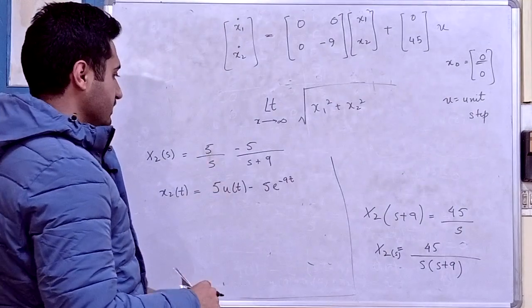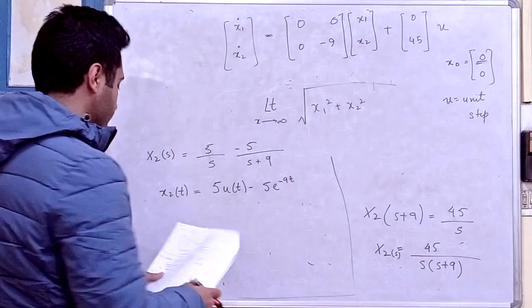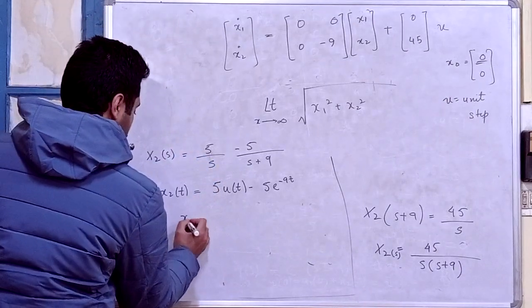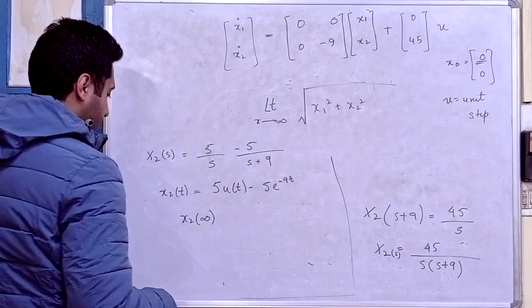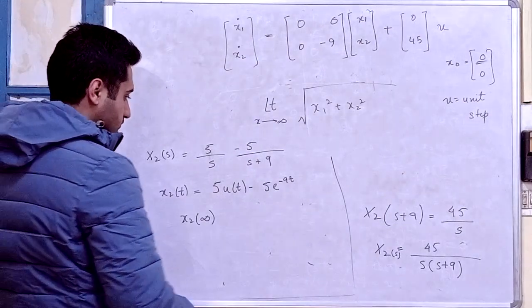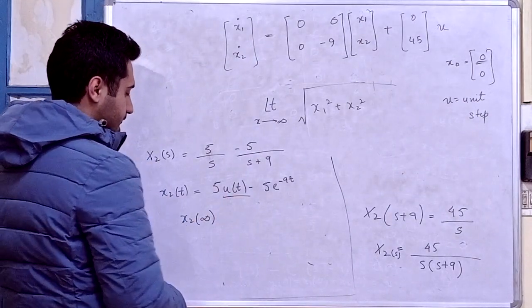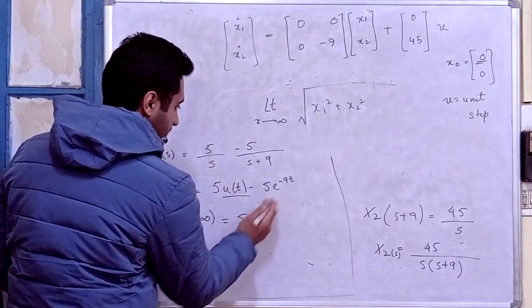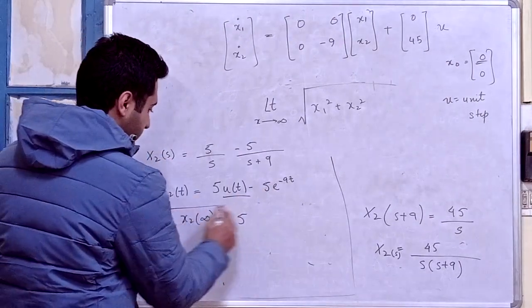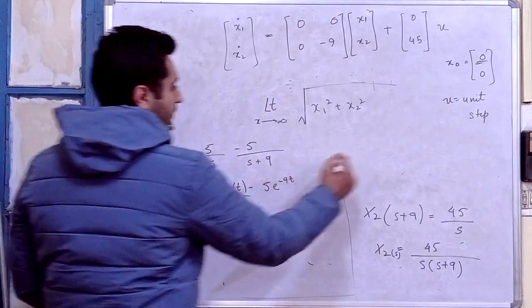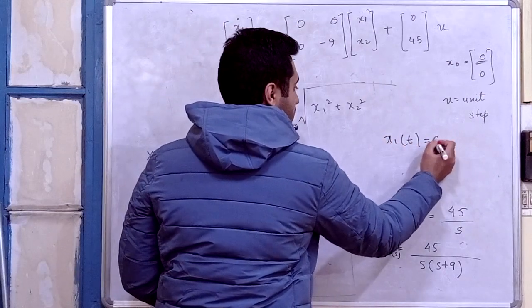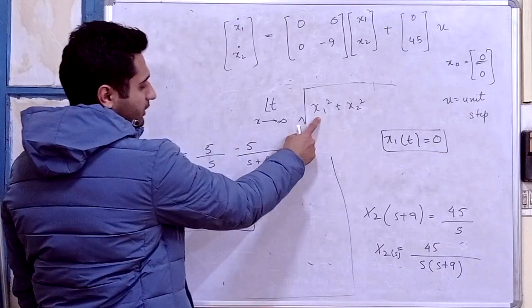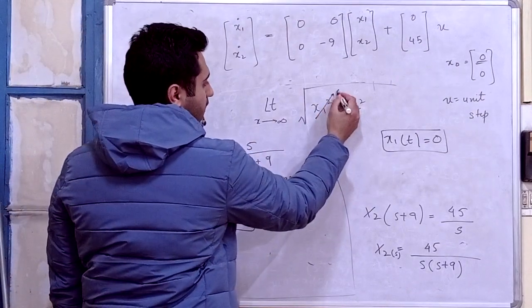x2(t) का इनवर्स लाप्लास करके, पहले हमने इनवर्स किया, फिर से इनवर्स लाप्लास किया. So what you can talk about x2 at infinity: yahan pe infinity put karo, this is a unit step, this will be 1, so this will get 5 and this is 0. So x2 at infinity is 5, aur x1 ke baare mein humne kaha hi tha x1(t) for all time is 0, to ye limit kitna aayega, x1 at infinity is 0, to ye to hai nahi.